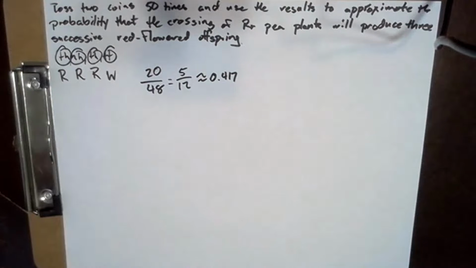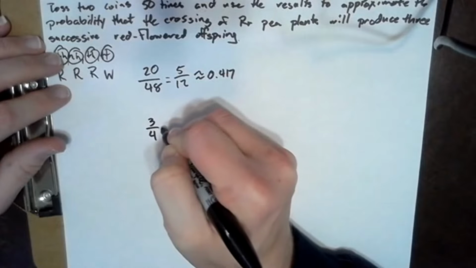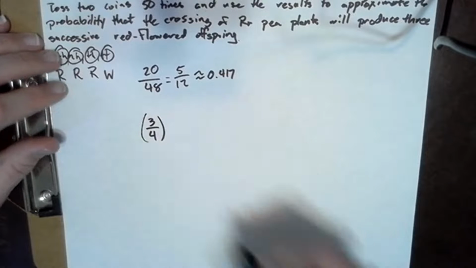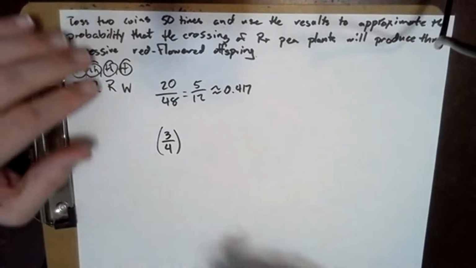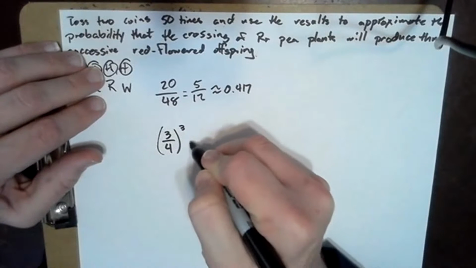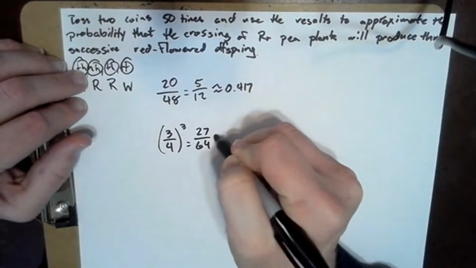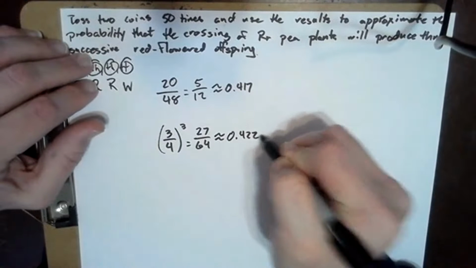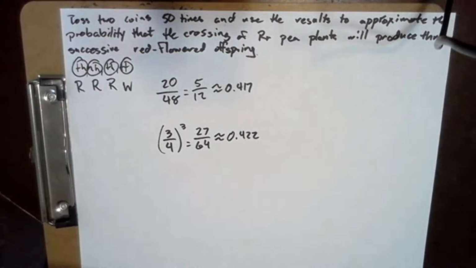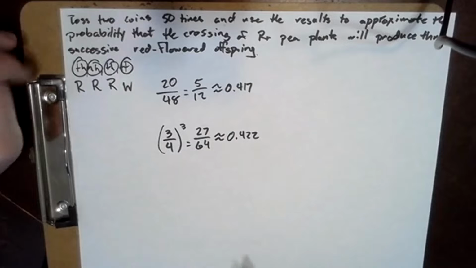If we check the theoretical probability of this, we know that there's a 3/4 probability of getting a red pea plant in any given interbreeding. And we cube that to see the probability of getting 3 in a row. Well, that's 27 over 64, which is approximately 0.422. So we can see that the experiment that they did in the textbook comes out very close to the actual value.